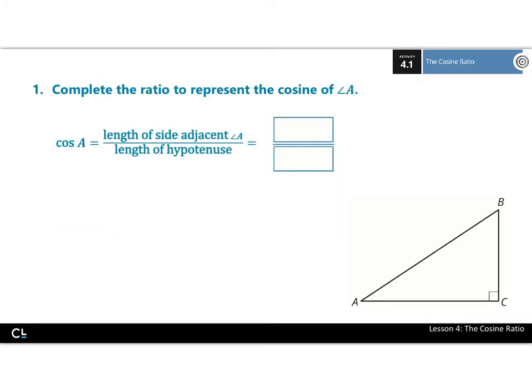Okay, so complete this ratio for the cosine of angle A. Angle A is down here in the bottom left. Adjacent over hypotenuse, well, the adjacent to angle A is side AC, and the hypotenuse is always the longest side, that is AB.